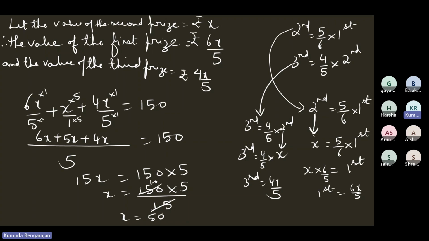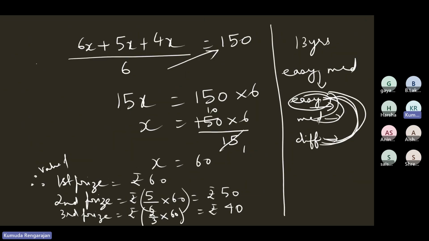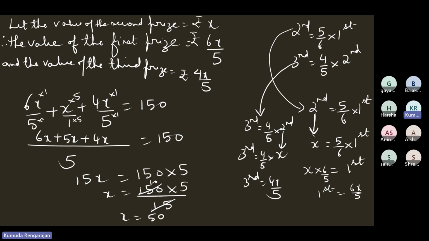You get a different value for x here because x is not the first price as we assumed earlier. Earlier x was the first price, so we got a different value. You cannot get the same value of x here. So x is 50. The value of the second price is rupees 50. The first price is 6 into 50 by 5, which is 60 rupees. And the third price is 4 into 50 by 5, which is 40.